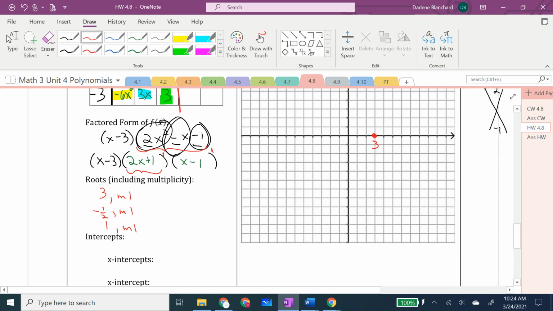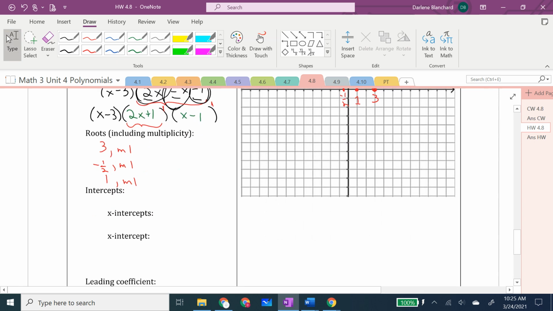What I'm going to do is I'm going to put on here, I've got 3 already. Negative 1/2 could go here. And then one, I've got my 3 x-intercepts. I know that I will slice through each of them. And I messed up here, as you can see. So the x-intercepts are what we just found.